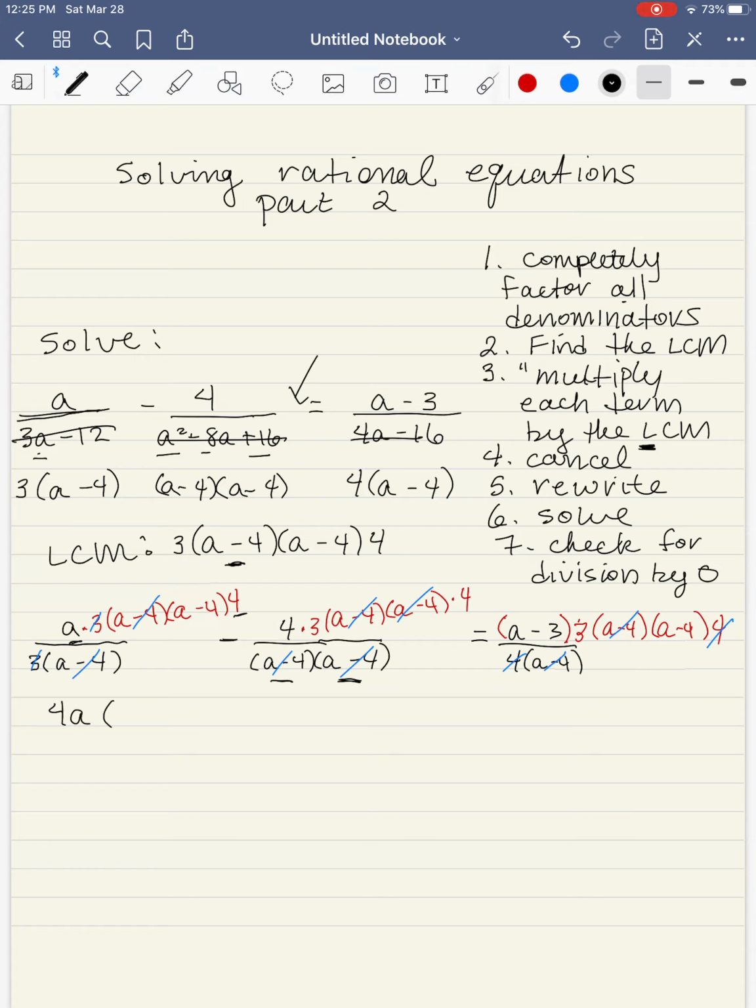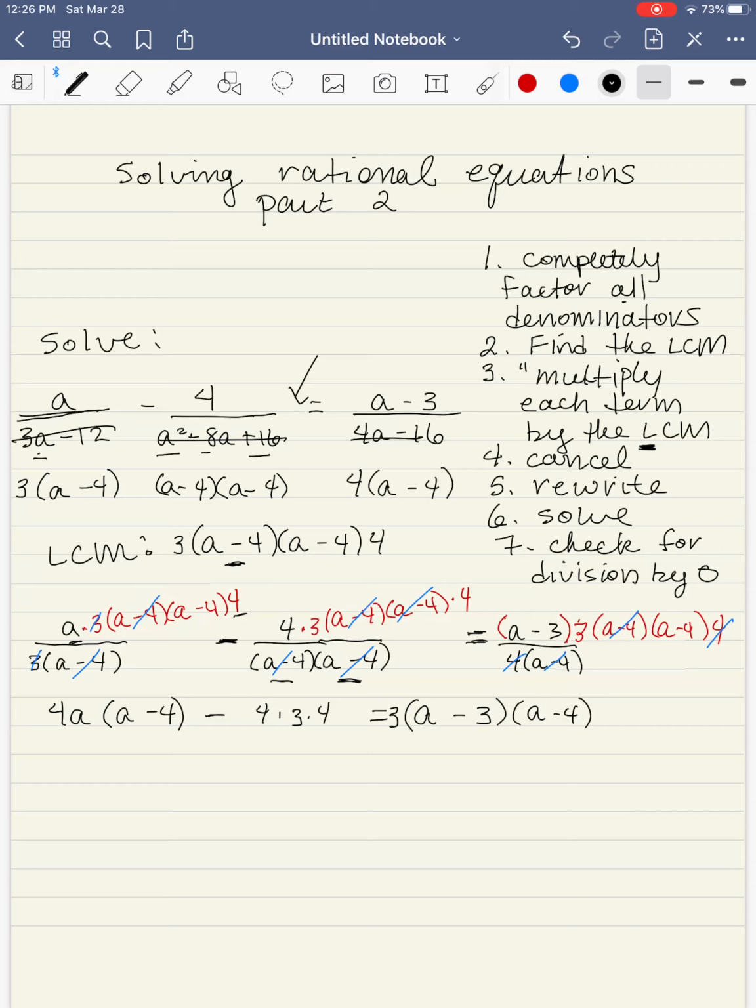So I'm going to go ahead and write it as 4a minus 4 minus, and on this one, I have 4 times 3 times 4. I could go ahead and multiply that out or just rewrite it and multiply it on the next step, equals a minus 3 times a minus 4 times 3. I'm going to go ahead and put the 3 in the front. 3 times a minus 3 times a minus 4.